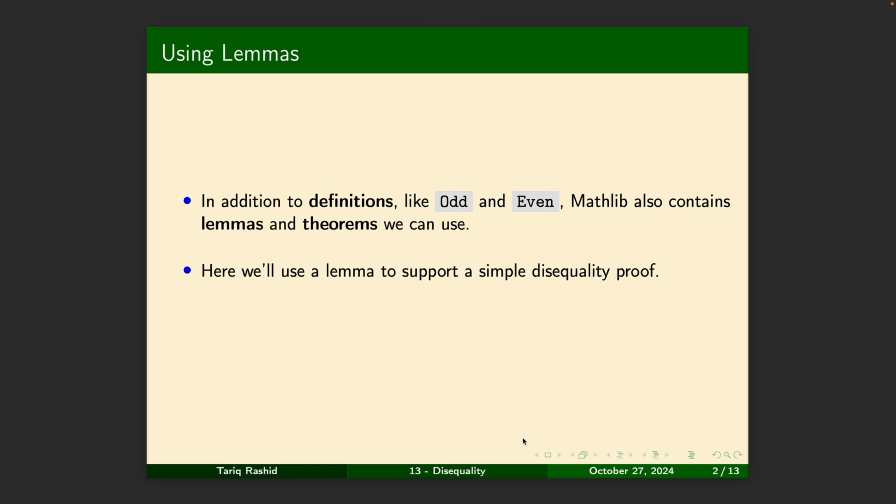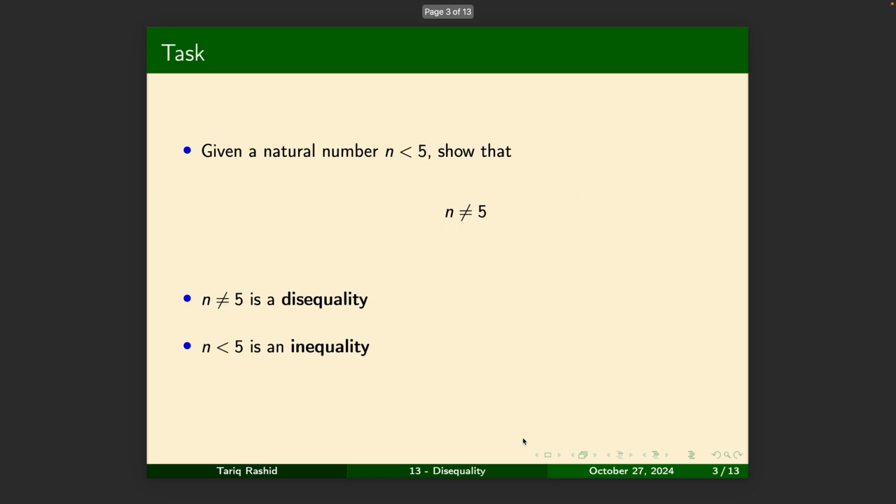So let's look at our really simple one just to get started. We've got a task which is again really simple. Given a natural number n, which is less than 5, so n is less than 5, we want to show that it does not equal 5. Now, you and I can look at that and say, well, obviously that's true. But we are encouraging ourselves to think a little bit at the next level of detail to see, well, if somebody's not convinced, how could we do that?